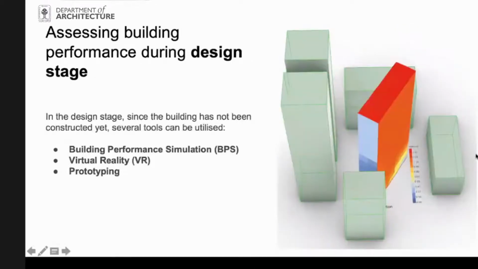So how do we assess building performance in the design stage? Because your building is not built yet at the time when you have your design. So the design review of your building needs to be done by utilizing some kind of tools. Some of the most common ones may be building performance simulation, the BPS, or we can also utilize virtual reality to help us with that, or maybe prototyping.